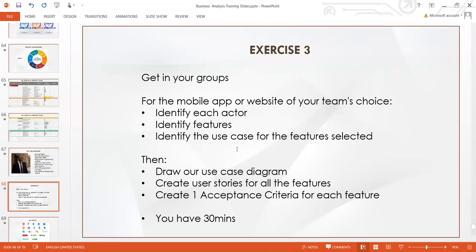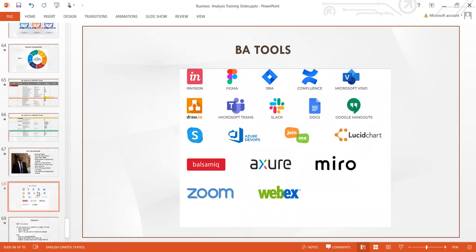This exercise is what you are going to do. But I want us to treat the tools before we go to this exercise. Now, what we are going to treat now is the tools. These are the tools you need to have as a business analyst.